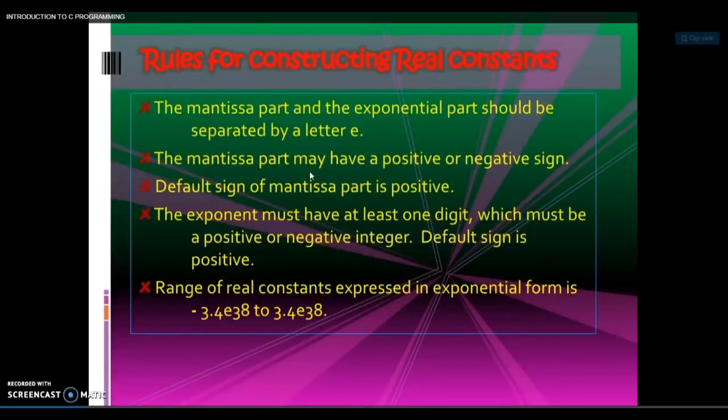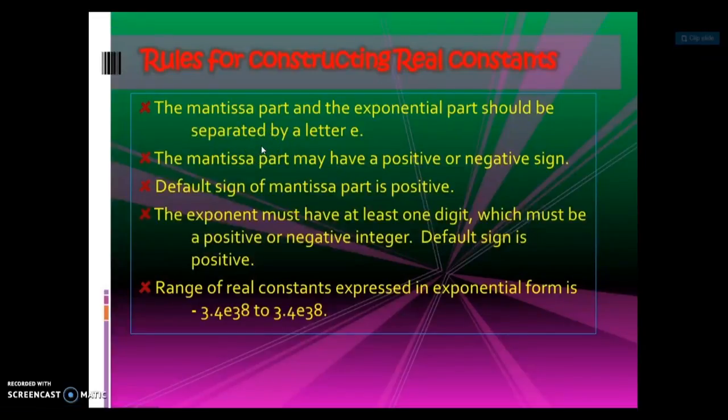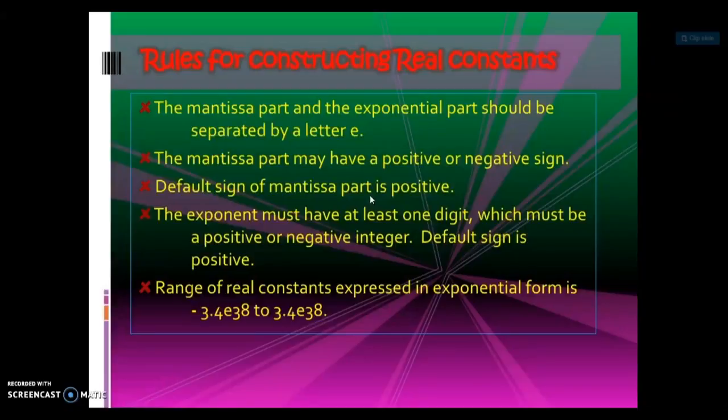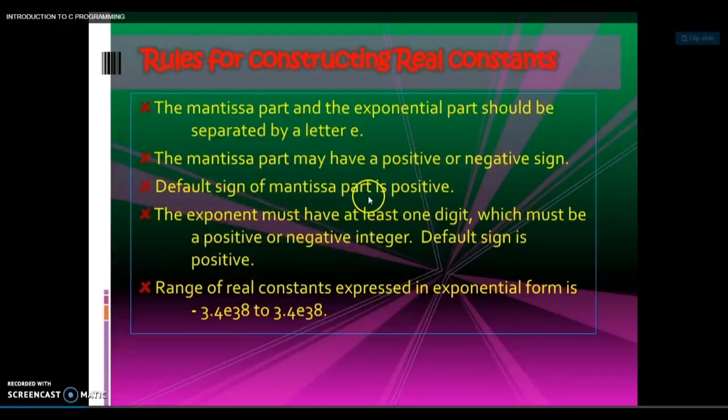Rule of constructing real constants: the mantissa part and the exponential part should be separated by a letter e. The mantissa part may have a positive or negative sign. Default sign of mantissa part is positive. The exponent must have at least one digit, which must be a positive or negative integer. Default sign is positive. Range of real constant expressed in exponential form is minus 3.4 E38 to 3.4 E38. That will be in positive.